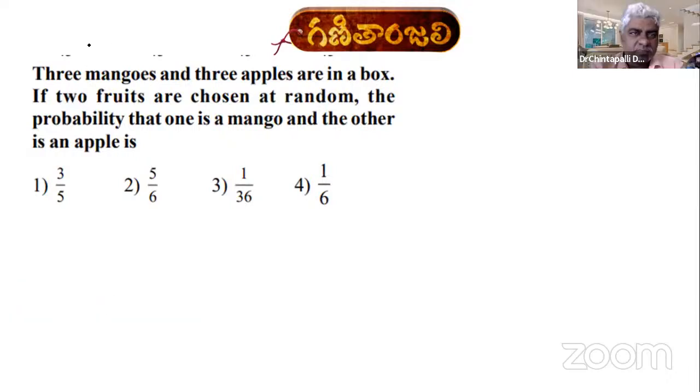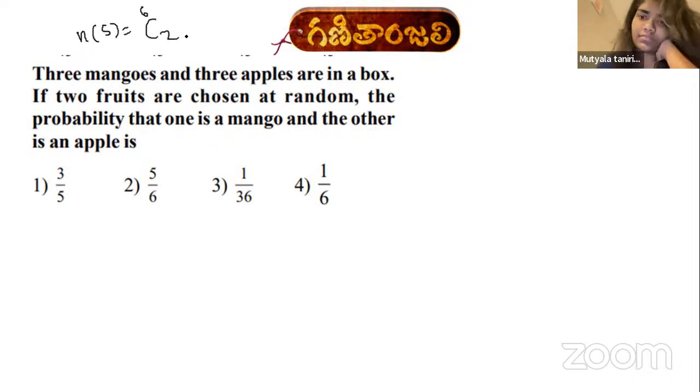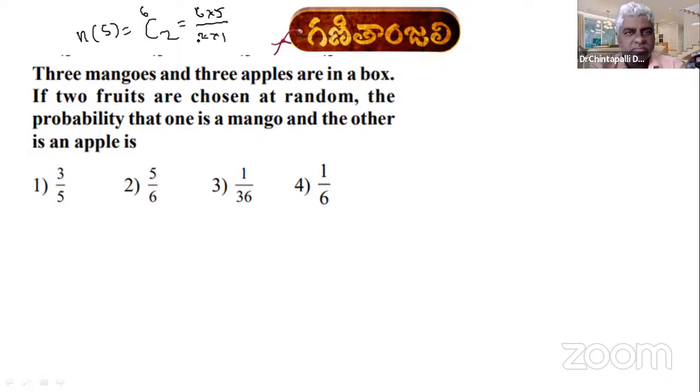Among 6, 2 are chosen. That is 6C2. 6C2 value? 6 times 5 over 2 times 1, which is 3 times 5, 15. So n of S is 15.